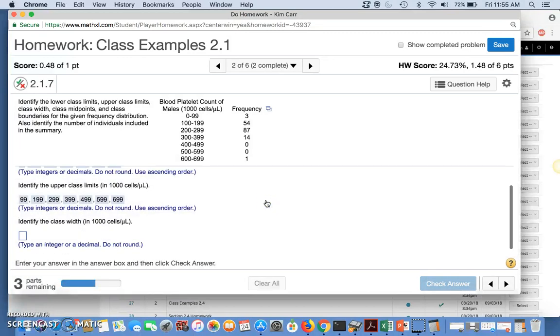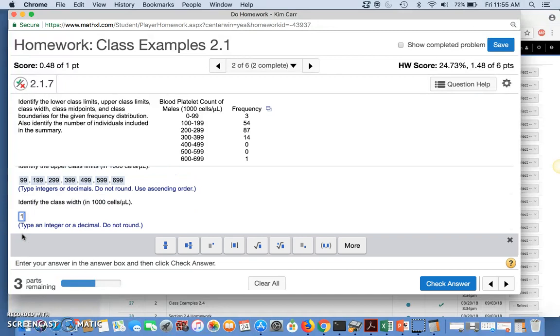Okay, the next thing it's going to ask us is the class width. This is between 0 and 100, 100 and 200, 200 and 300, 300 and 400, and so forth. We see that we're adding by 100. Let's double check the upper limits too. Do we add by 100 to get to the next one? Yes, we do. So the class width is 100. All lower limits are 100 units apart. All upper limits are 100 units apart. And you'll see that all the midpoints will be 100 units apart also.